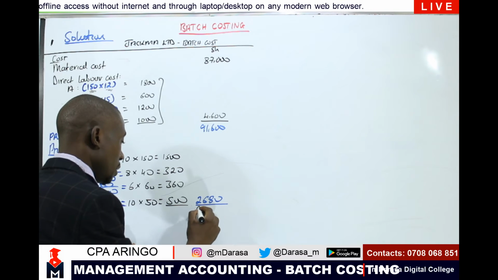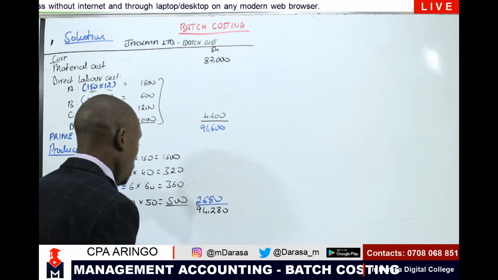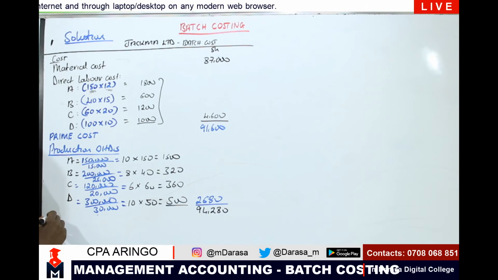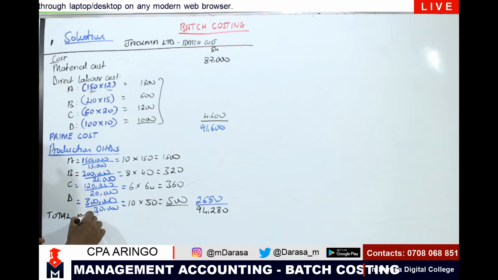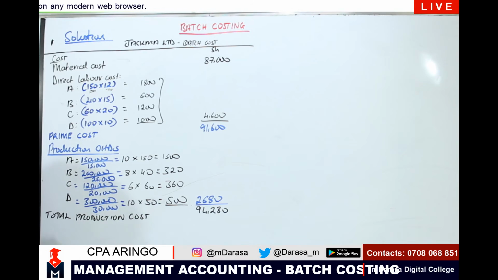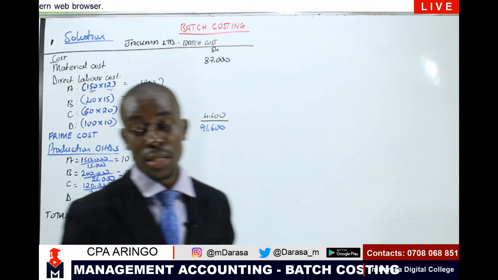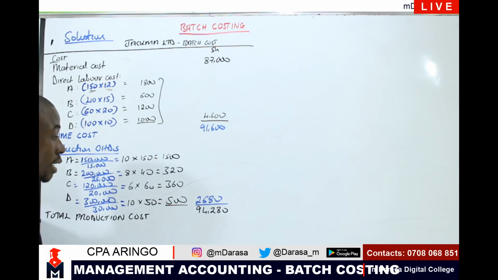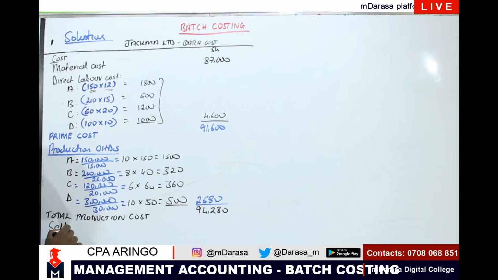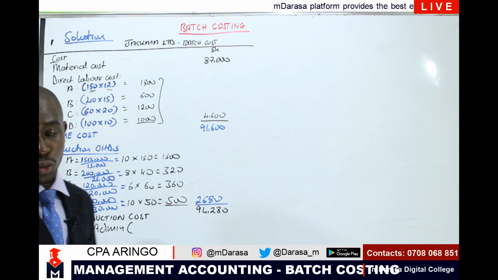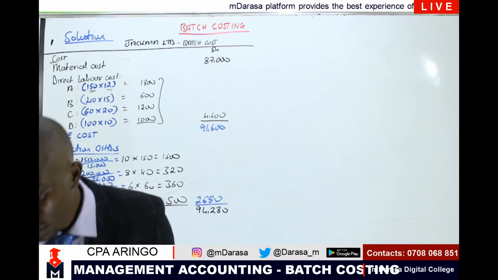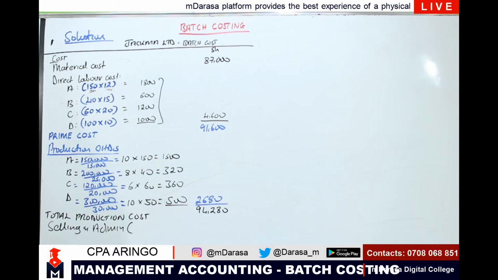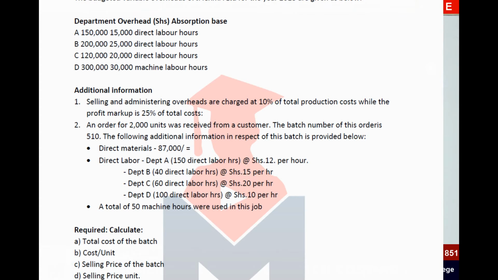The other one should give me how much? 40 by 8 to give us 320. 6 by 60 to give us 360. And of course, this one should give us how much? 500, right? So, production overheads total: 1,500 plus 320 plus 360 plus 500 to give us 2,680. So I'm having 2,680 here. That is our production overheads.